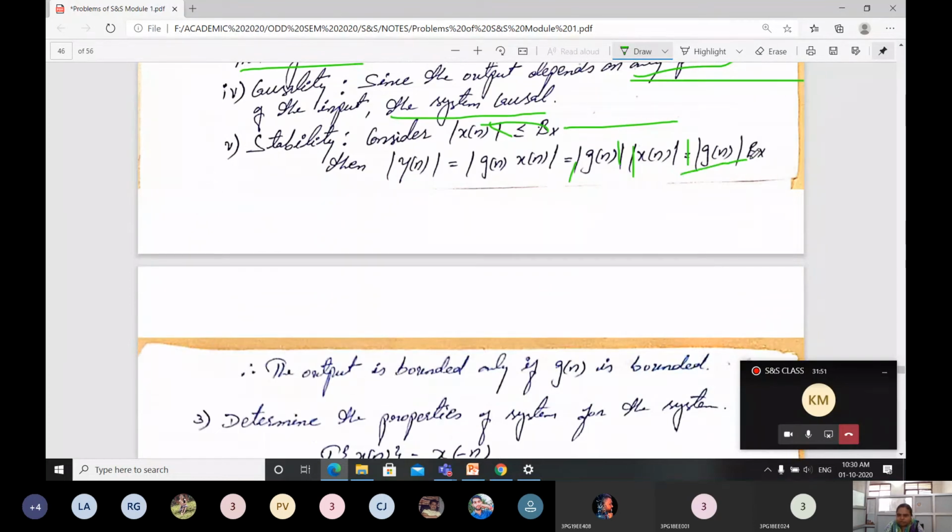We got a bounded output only if g of n is bounded. If the output is bounded, then we call the whole system stable. For this problem it depends on our g of n. If g of n is stable, then our whole system is going to be stable. If it is not, again the whole system is going to be an unstable system. For that reason here it is written, it depends on the g of n. Okay, that is about the stability.